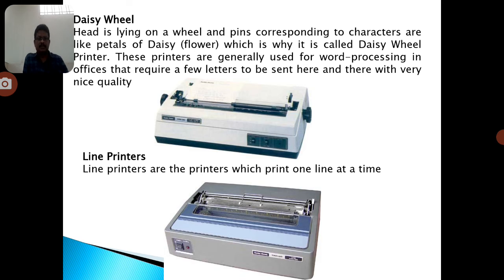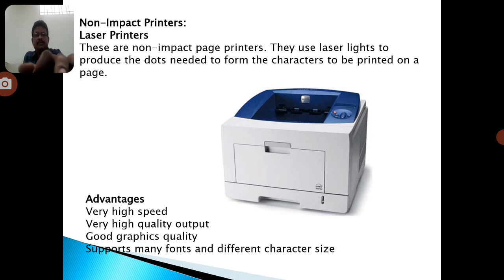And the next one is the line printer. The second category of impact printer is the line printer. Line printers are the printers which print one line at a time. In the character printer it prints character by character, and here the line printer prints line by line at a time. So coming to the non-impact printers, up to this were impact printers. Impact printers are of two types, the character printers and the line printers. The character printers are again of two types: the dot matrix printer and the daisy wheel printer. And coming to the non-impact printers, the first one is the laser printer.